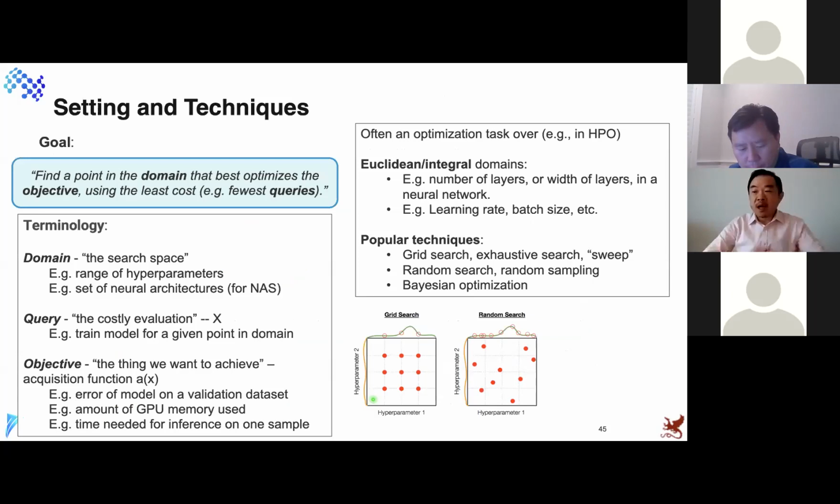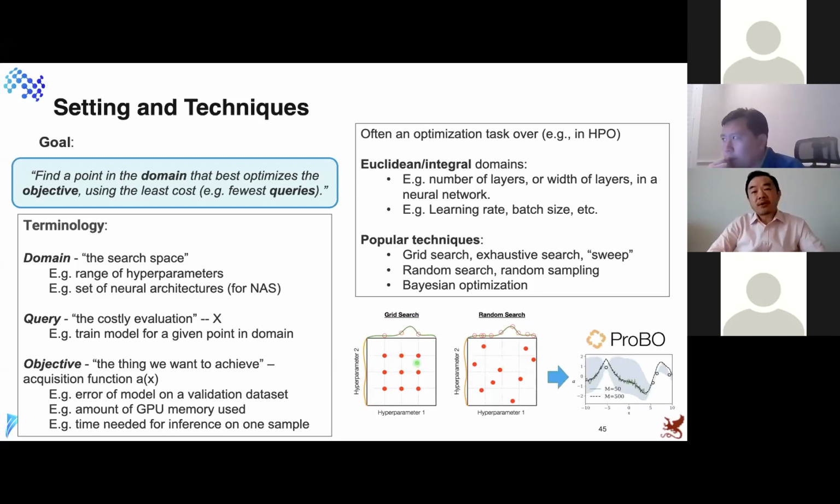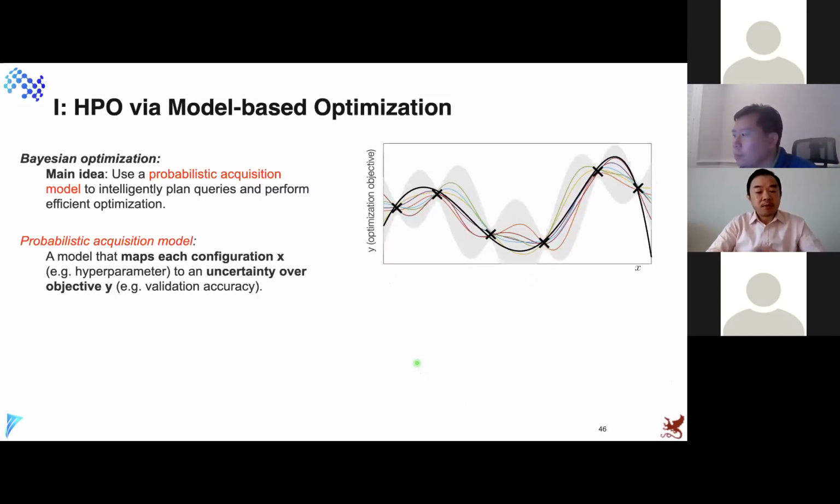And the most obvious method is to basically bring structure into the search domain, such as a grid search or a random search, so that you can pick configurations and then try them on the black box, which is obviously very expensive and not very scalable to very high dimension, because if you have too many hyperparameters, or you have the entire space of all graphs of a neural architecture, this type of grid or random search is simply unaffordable. So what we are going to talk about is a model-based Bayesian optimization approach, which hopefully can be more efficient and automatable. So here is the setup. Under Bayesian optimization, the main idea is to use a probabilistic acquisition model to intelligently plan the queries and hopefully perform efficient optimization.